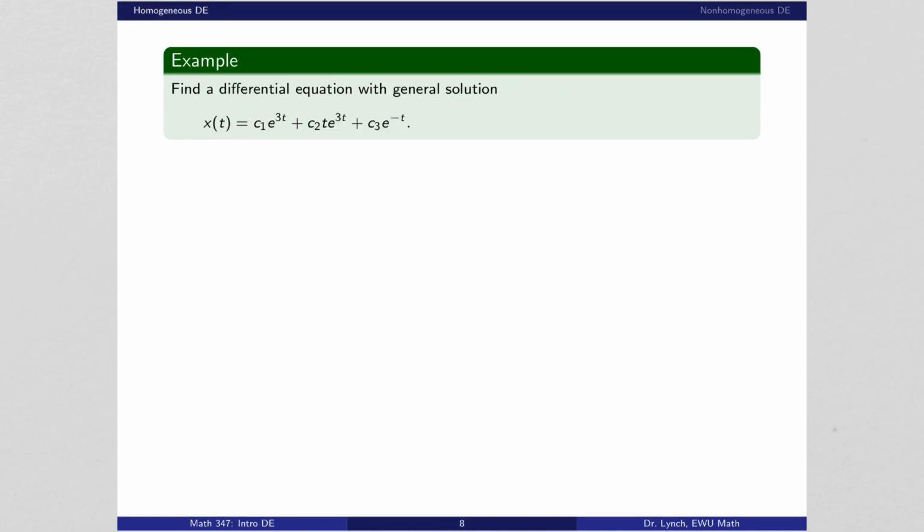Okay, a second example. Here we're asked to find any old differential equation with the general solution c1 e to the 3t plus c2 t e to the 3t plus c3 e to the minus t. Okay, so here we see a 3-parameter family of solutions. So we would, in some abstract sense, expect to have to solve a 3rd-order equation to find this 3-parameter family of solutions. So we'll start by breaking down this 3-parameter family of solutions into the 3 components that form the fundamental set of solutions. So hopefully you can identify a fundamental set of solutions corresponding to e to the 3t, t e to the 3t, and e to the minus t.